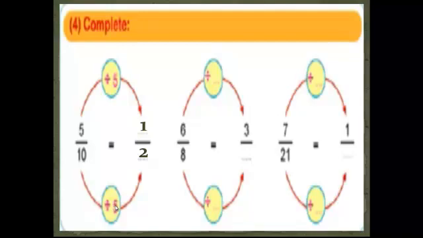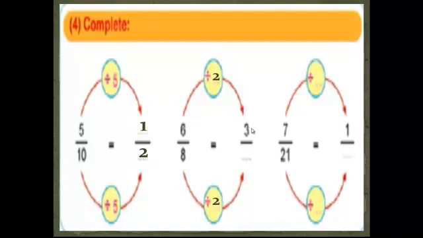Okay, the second one, we have 6 over 8 equals 3 over what? Okay, 6 here becomes a 3. So it becomes smaller. This means we are going to divide. Okay, 6 divided by what equals 3? Yeah, 6 divided by 2. So as we divide by 2 up, we are going to divide by 2 down. Okay, 8 divided by 2 is 4.